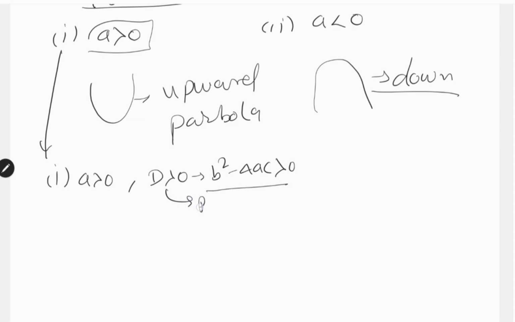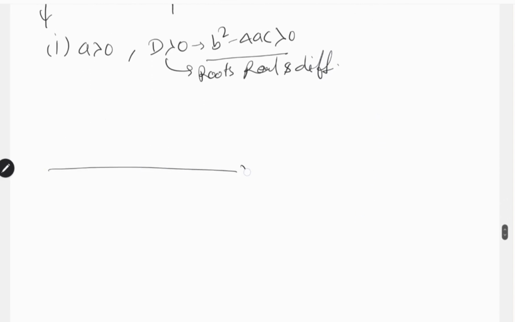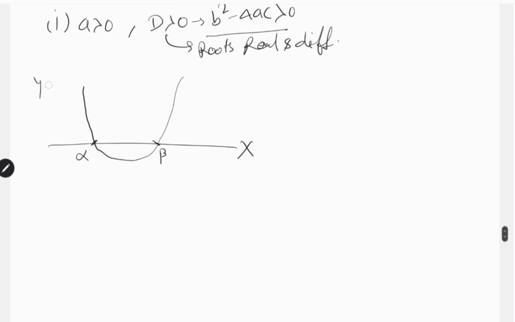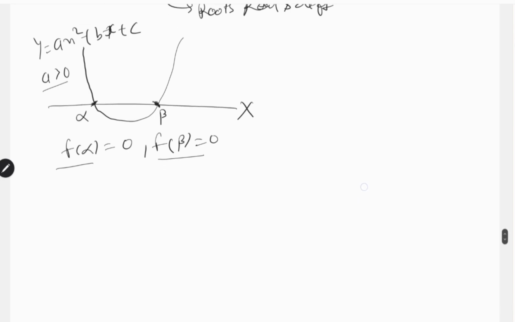If D is greater than 0, then the roots are real and different. Then the graph is supported on the x-axis, that is our real line. The first and second supports are alpha and beta. Then y is equal to ax square plus bx plus c, and A is greater than 0, with roots alpha and beta. Then f of alpha is equal to 0 and f of beta is equal to 0, because alpha and beta are the cut points of this graph, and those are the roots.